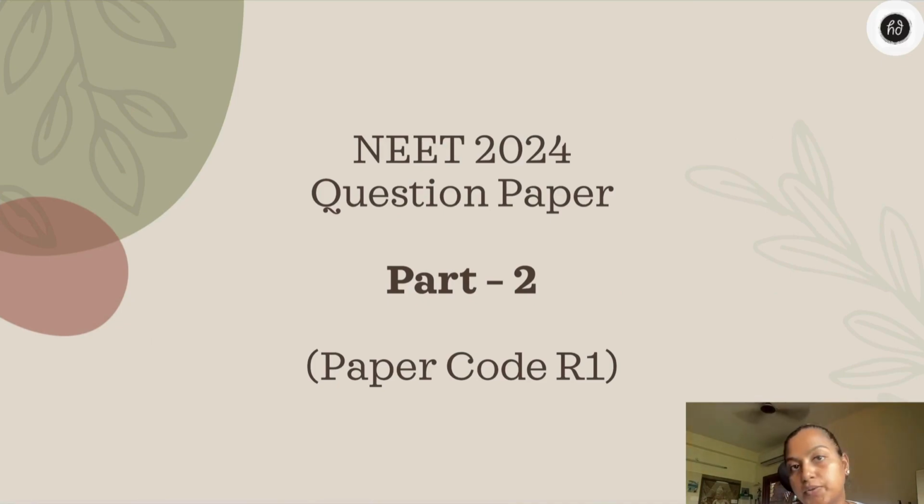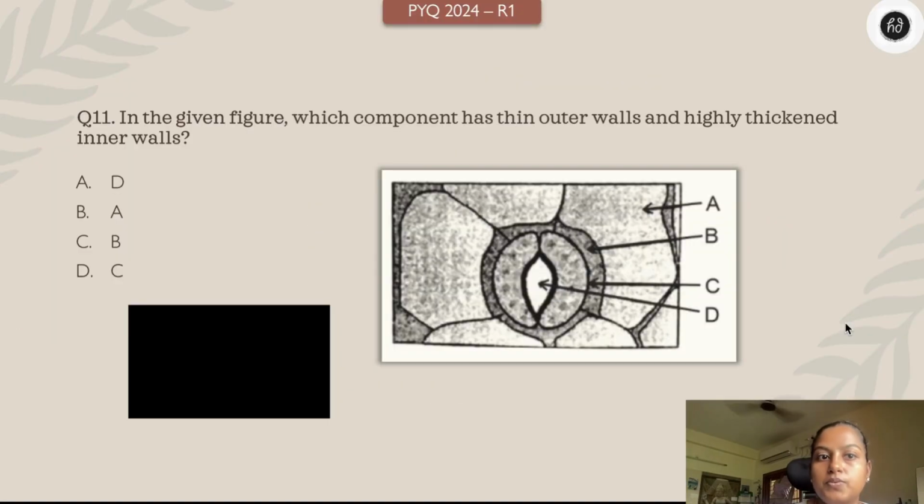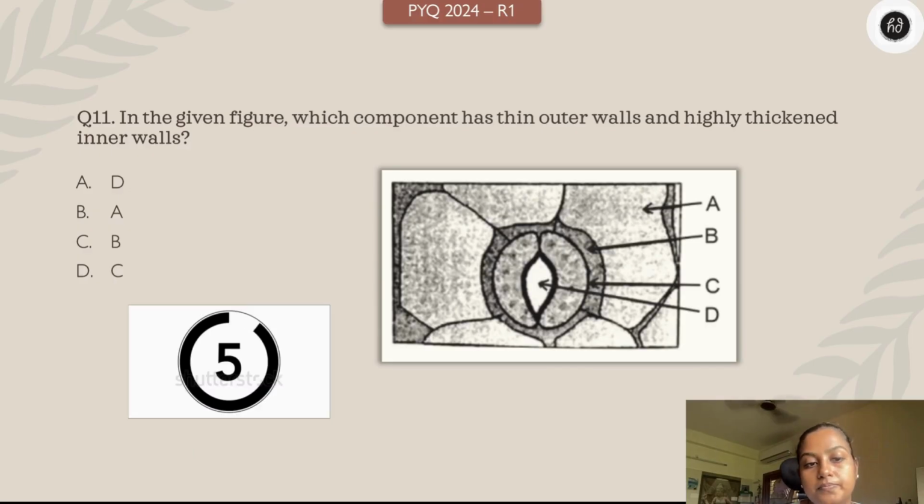So we are continuing the PYQ marathon, and this is part 2, the second set of 10 questions, right? We have completed the first 10, and here goes the second set of 10 questions. And here goes the very first question. In the given figure, which component has thin outer walls and highly thickened inner walls? Come on, children. Is it D or A or B or C? Don't confuse the existing option with the marked options. Be careful. Ready, everybody? Your time starts 3, 2, 1 right now.